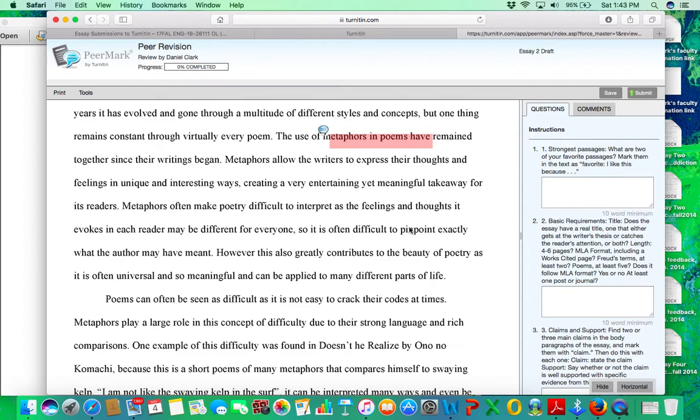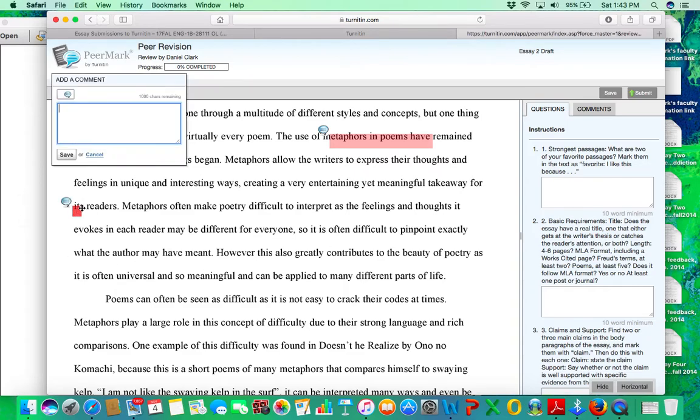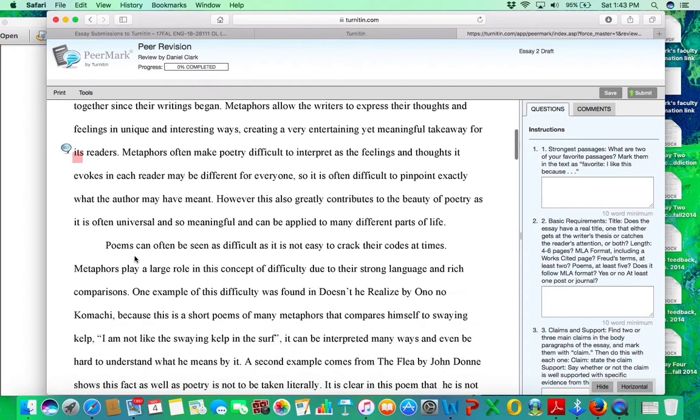Metaphors? The readers of metaphors? Their readers? Poems? Okay, so something is needed there, but I'll just save that. Might get back to it later.